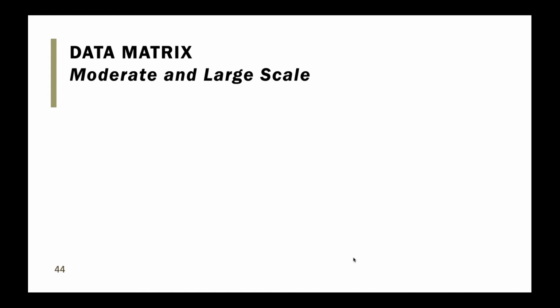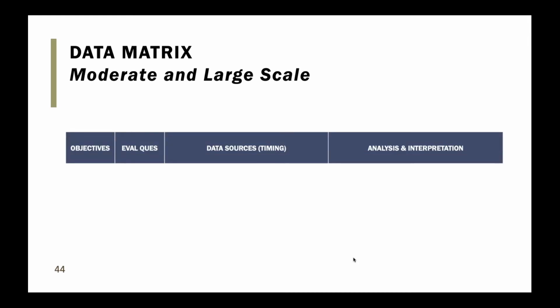Then, if you're talking about a moderate or large scale, what may be really useful in addition to having that type of text language is to include a data matrix. So in the data matrix, I generally have about these 4 different elements. Sometimes they vary a little bit depending on the funding source. And they include the objectives, the evaluation questions, the data sources, and then some form of the analysis and interpretation.